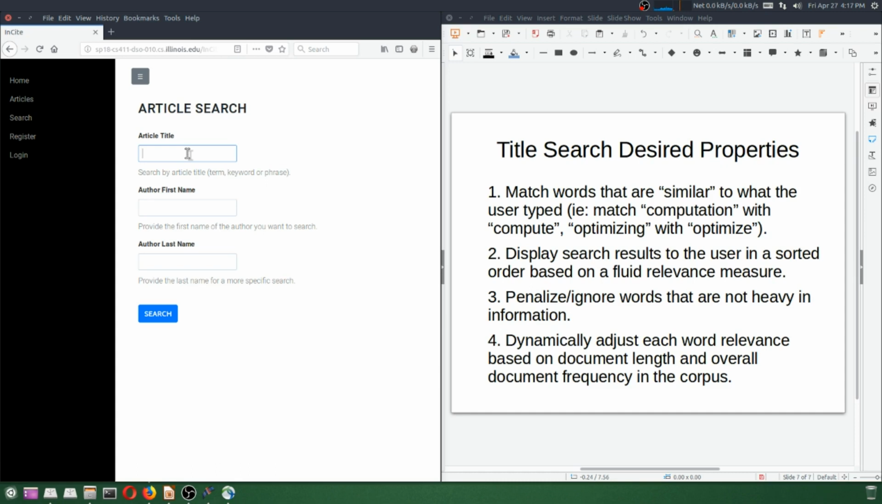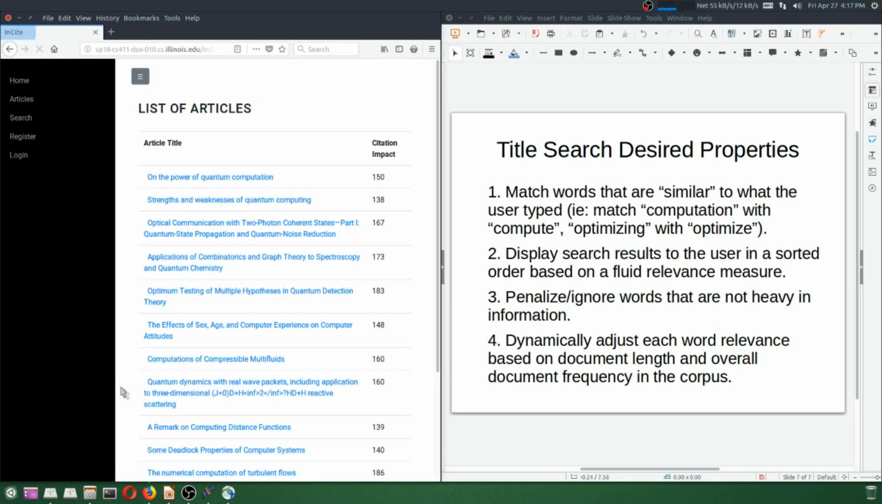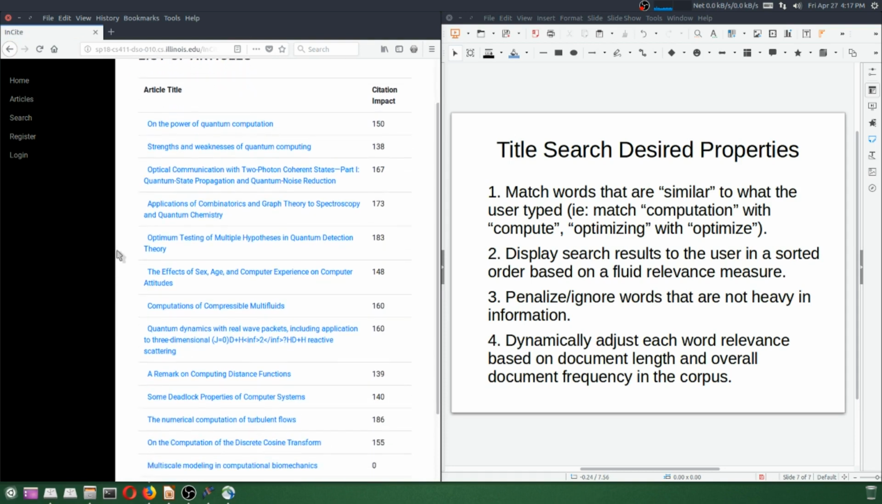Let's try quantum computing because I mentioned it, right? Quantum computing. Click on search. It's gonna take a while. Here we go. Okay, so you can see that the article listed on the top has the word computation, which is an inflected form of compute, or computing. And also the word quantum. And that's the reason why it's ranked at the very top.